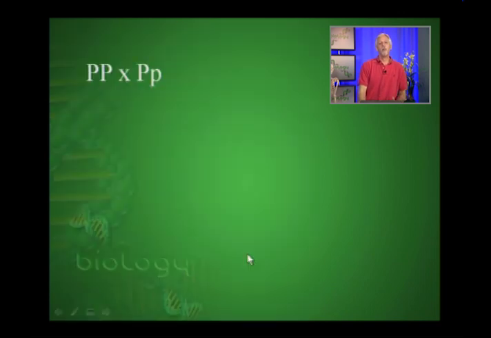Okay, now, we still have a couple other possible crosses here, and these aren't ones that Mendel necessarily did in his experiments, but there are some other possible crosses. One of these would be if you cross a homozygous dominant with a heterozygous. So again, we would set up our Punnett square here.